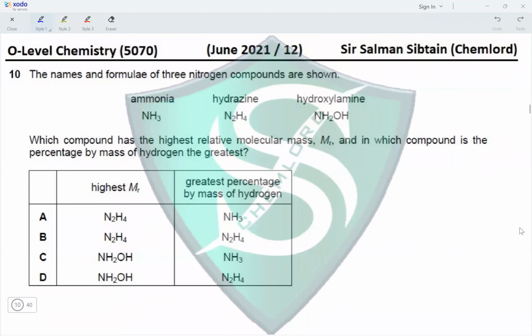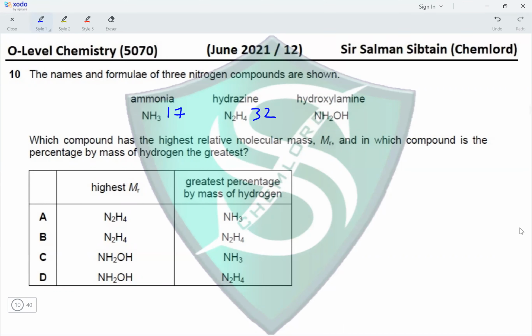Question 10. The names and formulae of three nitrogen compounds are shown: ammonia, hydrazine, and hydroxylamine. Which compound has the highest relative molecular mass, and in which compound is the percentage by mass of hydrogen the greatest? Okay, so first we calculate the Mr. For ammonia, it's nitrogen, which is 14, plus 3, 17. Its Mr is 17. For hydrazine, it's 14 into 2 is 28, and plus 4 is 32. So its Mr is 32.